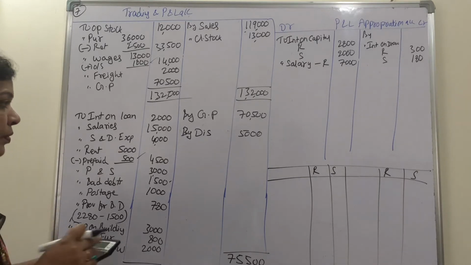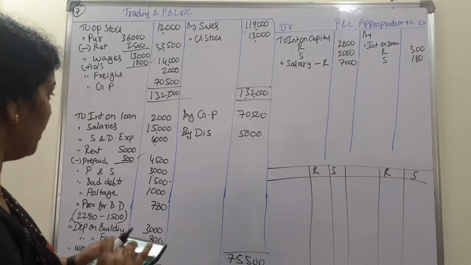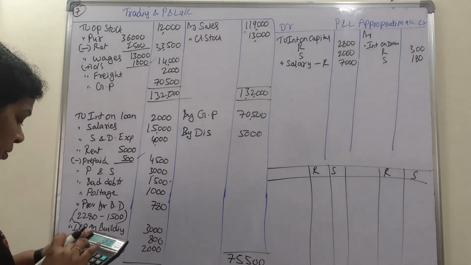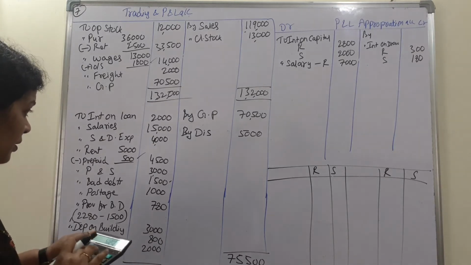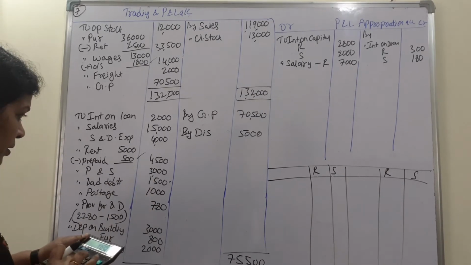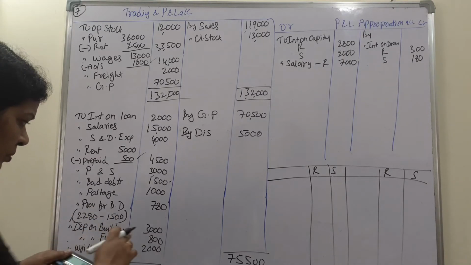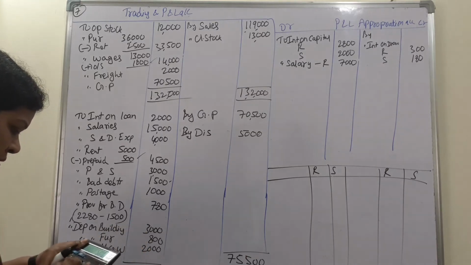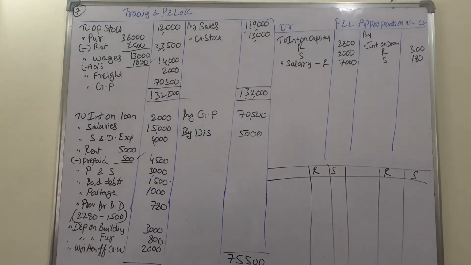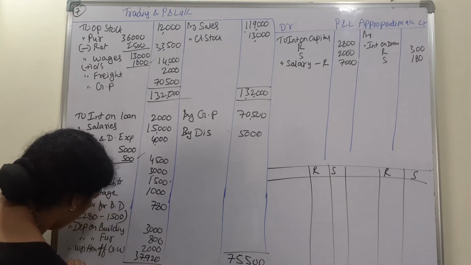75,500 minus 17,000 we will take here. 17,000, 8,500, 5,500, 780, 3,800 means 5,800 we can take. We are getting 37,920. This is net profit.